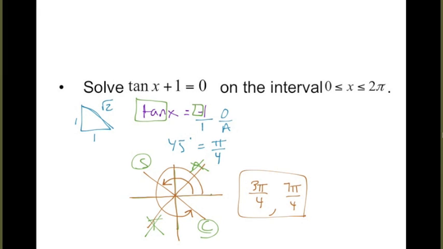So pay attention to the directions in your homework. Some of them, when it says find the general solution, that means just throw the plus 2 pi n onto it. When it says on the interval of, don't put the plus 2 pi n on it.